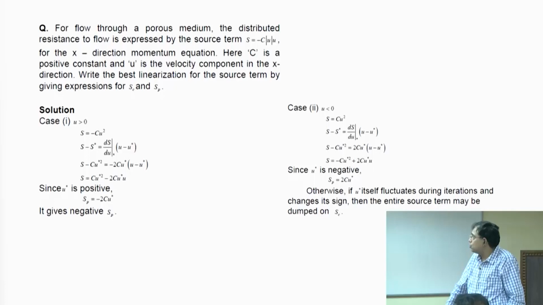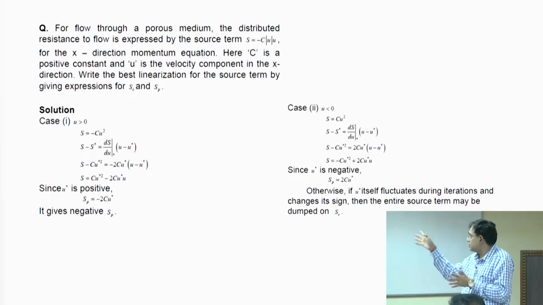So, this is one such example. There is a flow through a porous medium where, in the x direction momentum equation, there is a resistance against flow, that is why minus. So, S equal to minus C mod of u into u. Mod of u is always positive and u depends on the direction. So, if it is u in positive x, the source is in the negative x. So, it is like a friction drag. Physically it is like friction in a porous medium. So, if you want to model this source term, how do you linearize it?